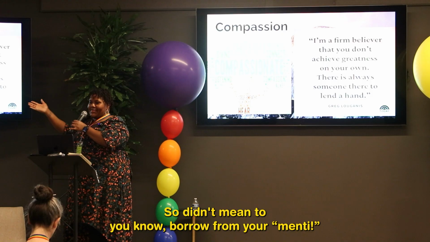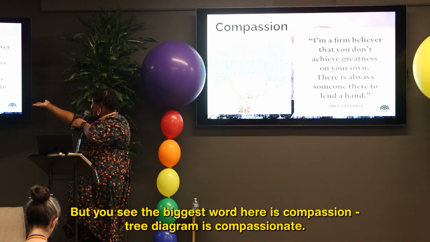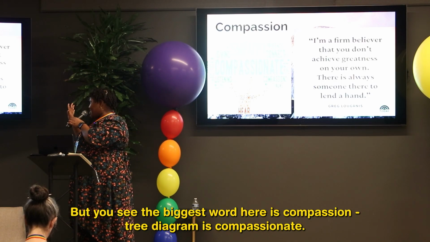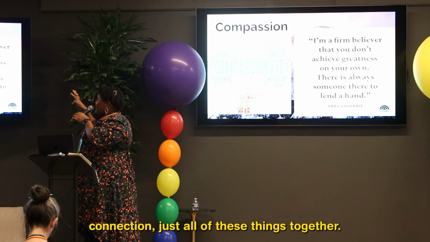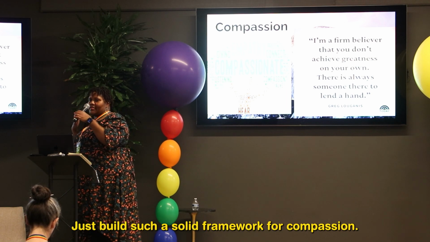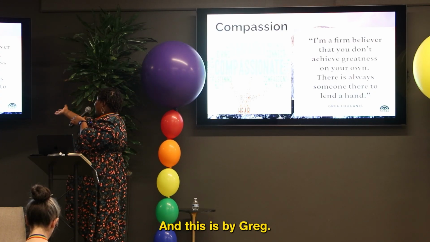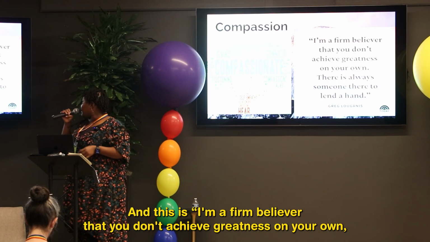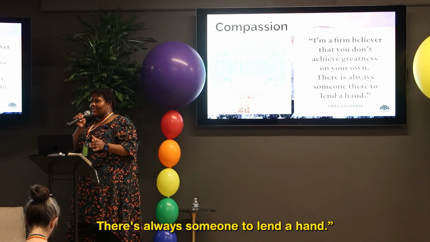Compassion. You see the biggest word here in this compassion tree diagram is compassionate. And there's a whole bunch of other words like giving, empathy, connection, all of these things together build such a solid framework for compassion. And this is by Greg Luganis, I'm sorry if I say his name wrong, and it says, I'm a firm believer that you don't achieve greatness on your own. There's always someone to lend a hand.